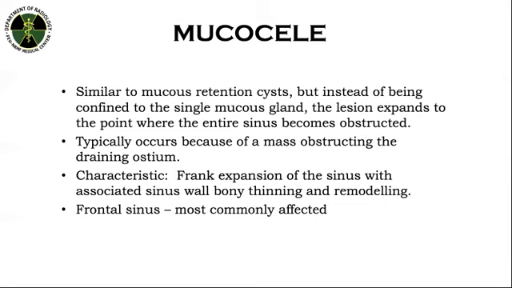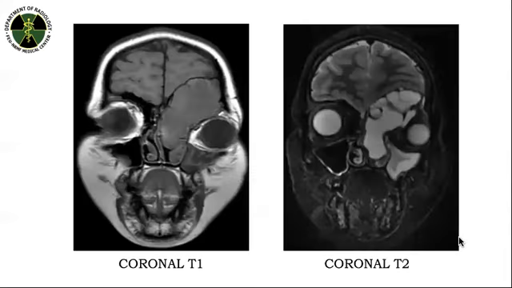And then the most commonly affected sinus is the frontal sinus. If in the mucus retention cyst, the most commonly involved sinus is the maxillary. So for the mucocele, the most commonly affected is the frontal sinus. So this is an example of your mucocele, showing you a frank expansion of the sinus in the left. This is your coronal T1 MRI and then coronal T2 MRI. An example of your mucocele. There is an obstructing mass in the left.